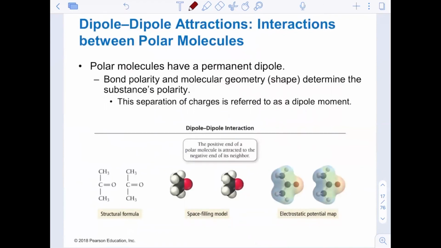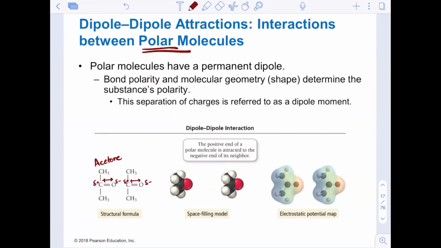Dipole-dipole attractions. Now, these dipole-dipole interactions exist between already established polar molecules. So already we have here acetone. This is a molecule of acetone, which is found in nail polish remover. It's found in paint thinners, things like that. It already has a polar bond. It is already a polar molecule. That carbon to oxygen double bond is polar. Oxygen is more electronegative than carbon, and therefore it exists with a permanent dipole already in one molecule.